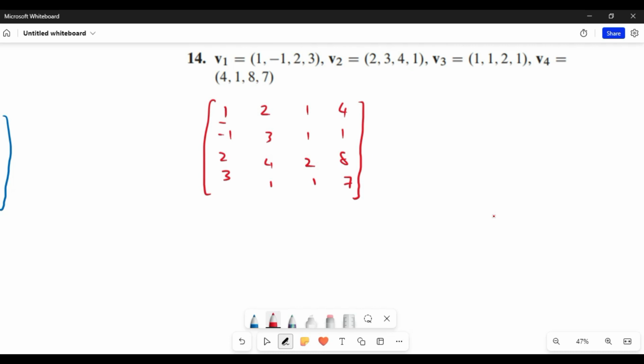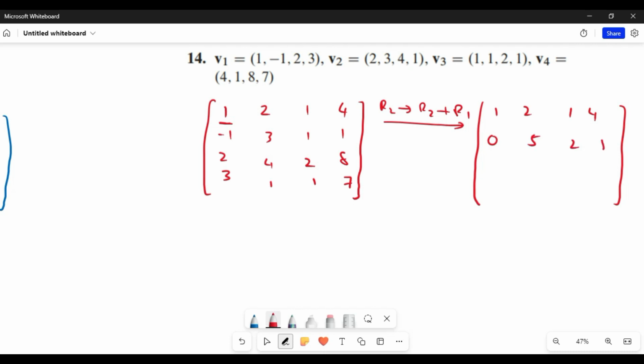We are going to use elementary row operations. So the first element is 1. The column elements below should be converted into 0 by choosing the appropriate formula. Let's write the formula here for R2: R2 plus R1. So what happens in the second row? There is no change in the first row, 1 2 1 4. The second row will be, summing them, 0 5 2 5.